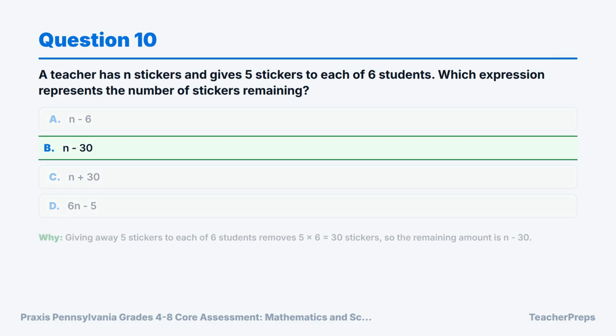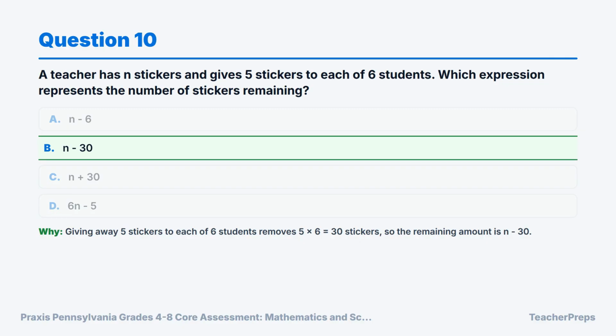The correct answer is B, N minus 30. Giving away 5 stickers to each of 6 students removes 5 times 6 is equal to 30 stickers, so the remaining amount is N minus 30.